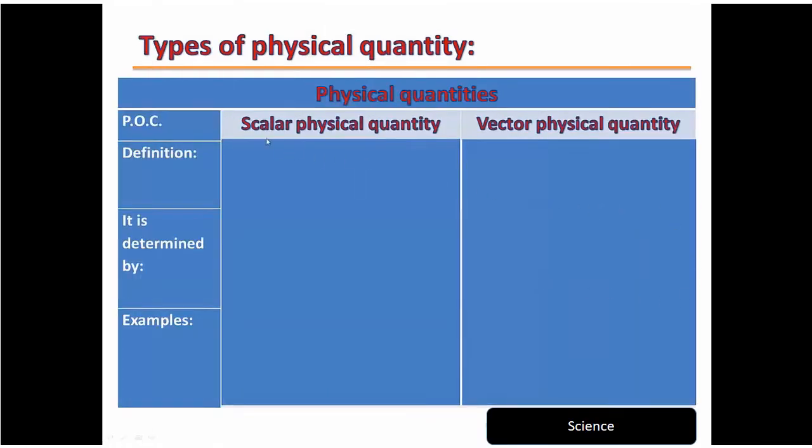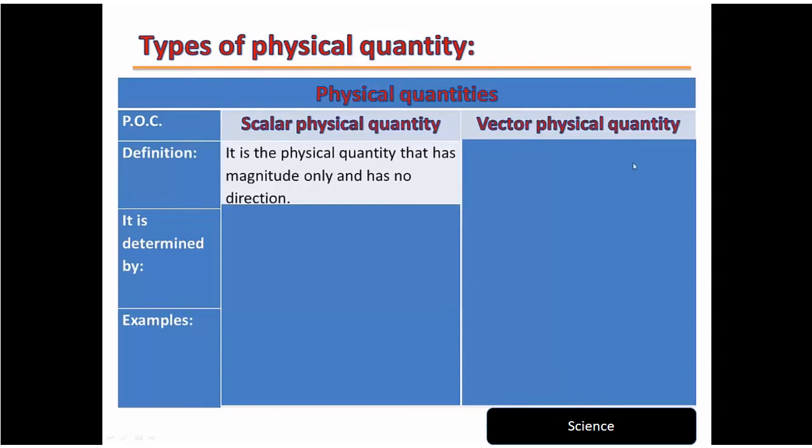Let's compare between a scalar physical quantity and vector physical quantity. What's meant by a scalar physical quantity? It is a physical quantity that has magnitude only and has no direction. Magnitude means numerical value and unit.